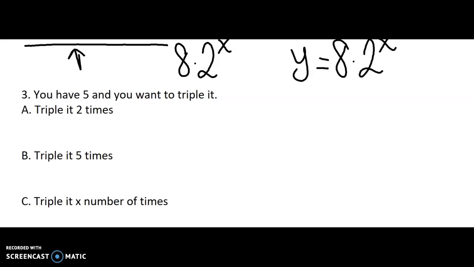Alright, so I'm hoping you paused the video already, and we're going to get started. So you have 5, and you want to triple it. What does tripling mean? Does it multiply by 2? No, not 2. It multiplies by 3. How many times do you want to triple it? You want to triple it 2 times, so I'm going to have 5 times 3 times 3.